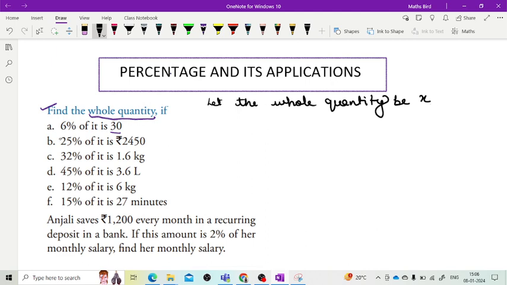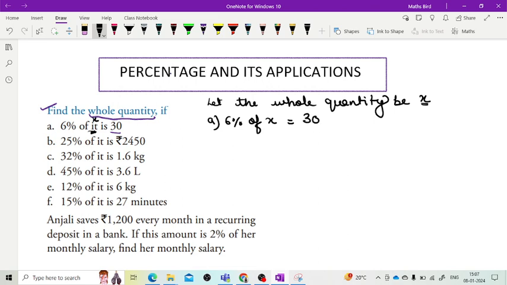Now they are saying 6% of it, which means whose 6%? The whole quantity is 6%, and here we are assuming the whole quantity is x. That means 6% of x is 30. So this is a part, just write it. 6% of it means of x, because we are supposing here the whole quantity be x. So 6% of x is equal to 30.